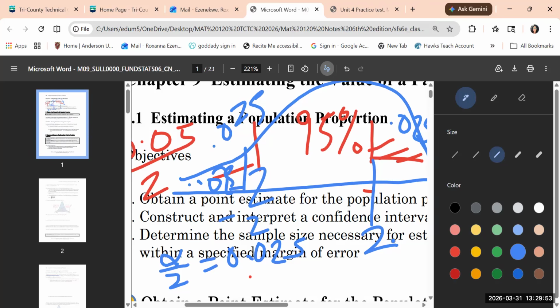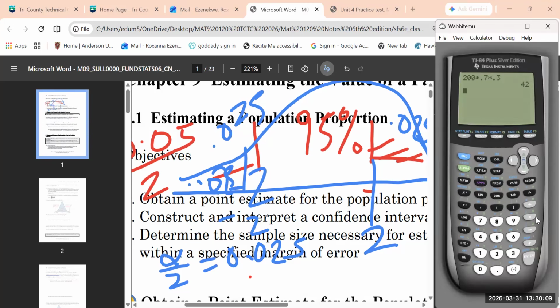I'm about to use my calculator to find the critical value corresponding to 0.025. So let me get my calculator and calculate the critical value. Whenever I'm told to calculate the critical value, I'm doing inverse norm. Why am I doing inverse norm? Even though inverse norm is for normal distribution, I'm doing proportion. I'm doing confidence interval proportion. So why am I using inverse norm?